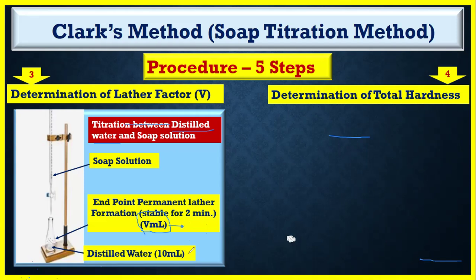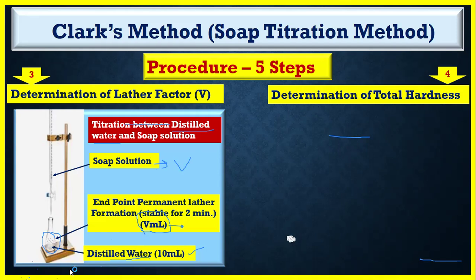For this purpose, we titrate 10 ml of distilled water taken in the conical flask with the soap solution which is taken in the burette. Titration is carried out until the end point. The end point of the titration is the permanent lather formation for at least 2 minutes. Suppose this time the soap solution consumed is recorded as V ml. So this is known as the lather factor.